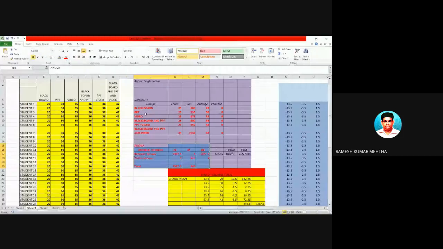So how did we arrive at these particular figures? Blackboard, PPT, video: how many groups are there? 1, 2, 3, 4, 5, 6. Correct. Okay. Now, how many counts are there as far as Blackboard is concerned?